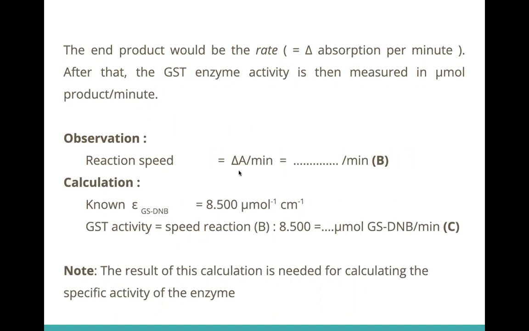And then the other calculation here is you need to calculate the GST activity: the speed of reaction in B here, divided by 8.500 micromole per centimeter. So you can get the micromole GS-DNB per minute, which is stated as C. The result of this calculation is needed for further calculation of the activity of the enzyme. So you need to measure all of these steps.